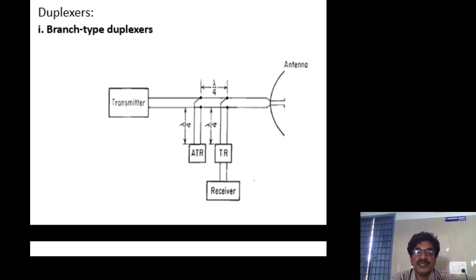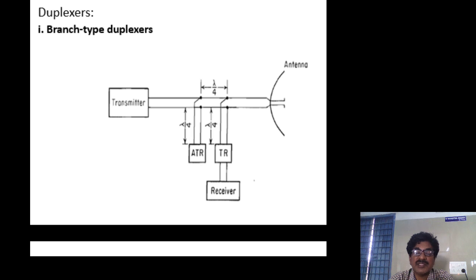Practically, when you come to the system, there are two types of duplexer arrangement. One is the branch type duplexer and another one is the balanced type duplexer. This is a diagram showing the branch type duplexer. It consists of two units, ATR and TR. ATR means anti-transmit receive, whereas TR is transmit and receive. The combined structure of ATR and TR along with the main transmission line is referred to as the duplexer.